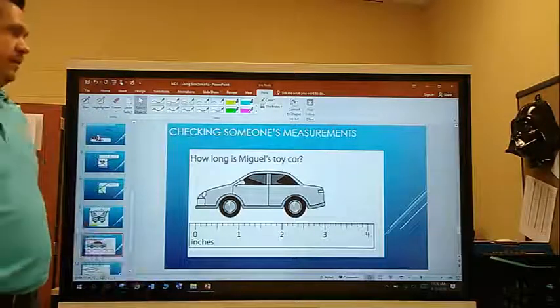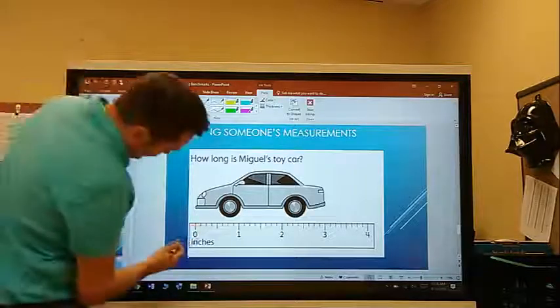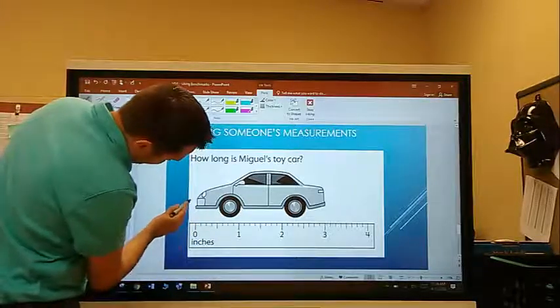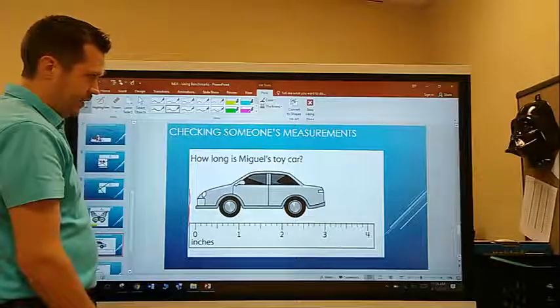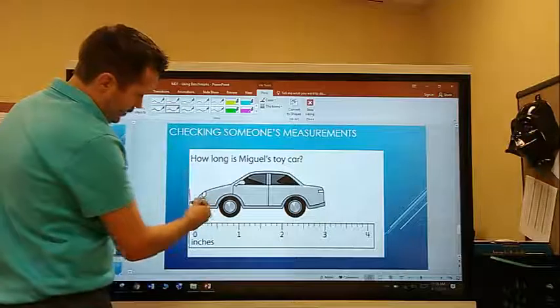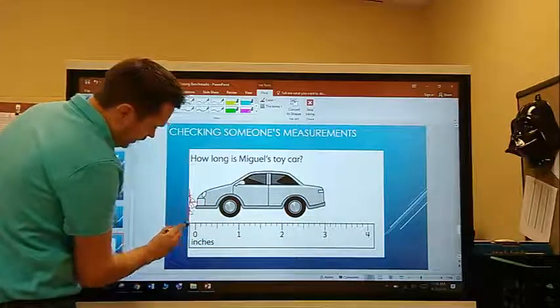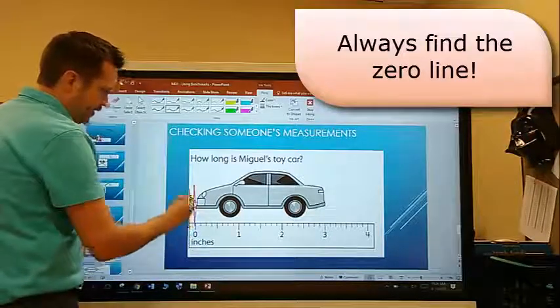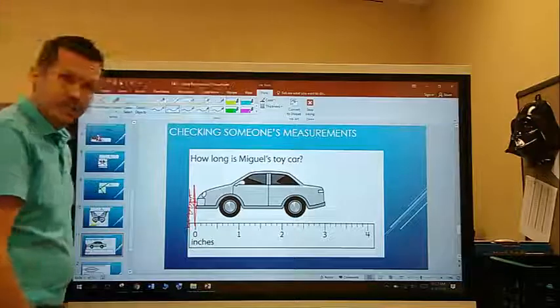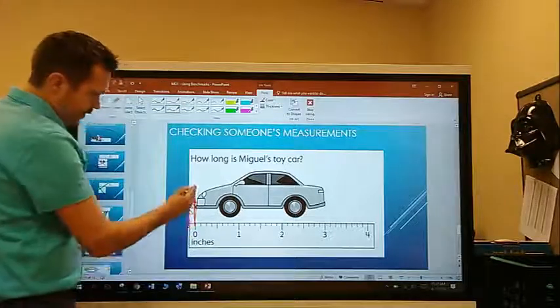So here's my friend Miguel. He has a toy car. How long is Miguel's toy car? He's not really lined up here on the 0 line, so I know that I can't even really measure Miguel's car unless I slid it down this way, because it's not. Oh, actually, he's on the 0 line. I apologize. Here is the 0 line. He's perfect, because some rulers don't start right there. That's a perfect example of what we need to make sure we do. We want to make sure we start on that 0 line.